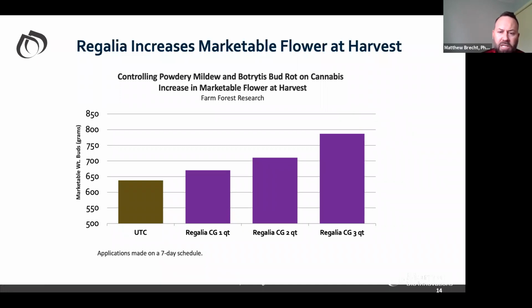Okay, so you can see that not only do you reduce diseases, but you're also going to increase the marketable harvest at the end because of that. I wanted to say real quick, I saw a question came up. I think Nic answered it. It was something about worms coming in and causing botrytis bud rot.